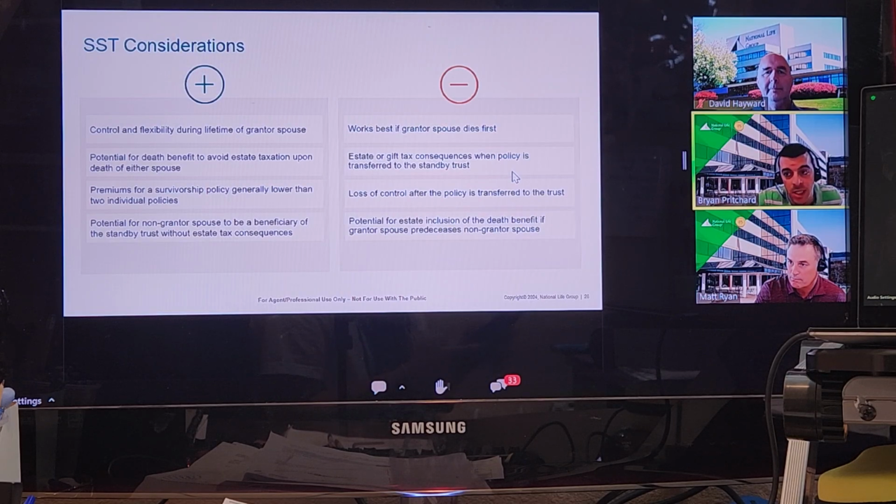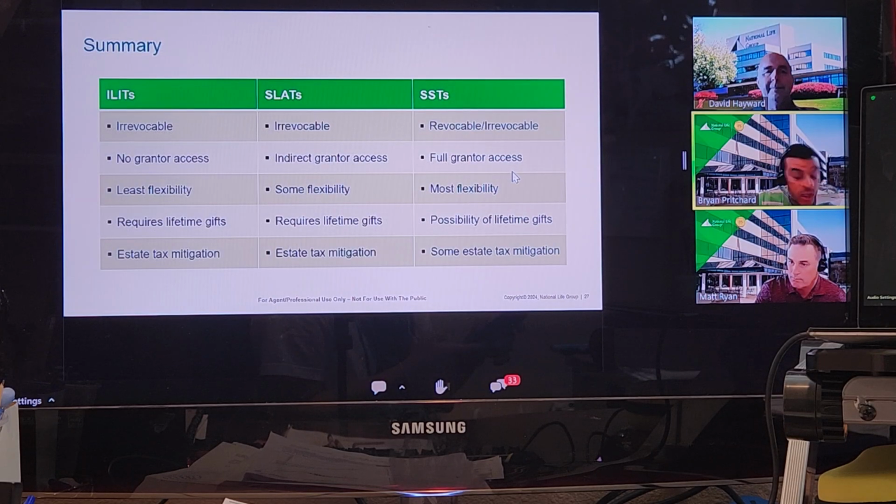So a lot of different types of trusts were just discussed: ILITs, SLATs, SSTs. What's important to know is that in all of these planning situations, the goal, for the most part, is to minimize estate taxes, right? Get these policies outside of the estate of, in this case, John, or our individual that we're planning for. It is important to recognize, depending on which type of trust you're looking for and what type of flexibility that you think you're going to need, different trusts may be more appropriate.